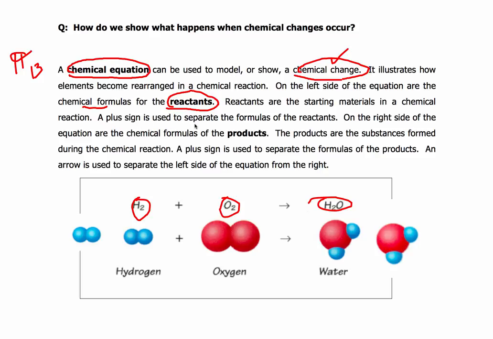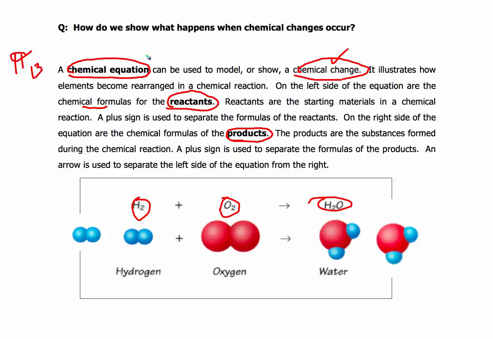A plus sign is used to separate the formulas of the reactants. So, here we have H2 and H2 plus O2. All right. On the right side of the equation are the chemical formulas for the products. The products are the substances formed during the chemical reaction. So a plus sign is used to separate the formulas of the products. An arrow is used to separate the left side of the equation from the right side. So I need you to get your green marking pencil, and let's make some sense of all this.